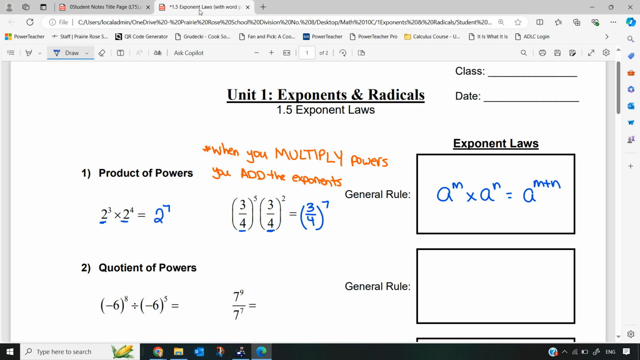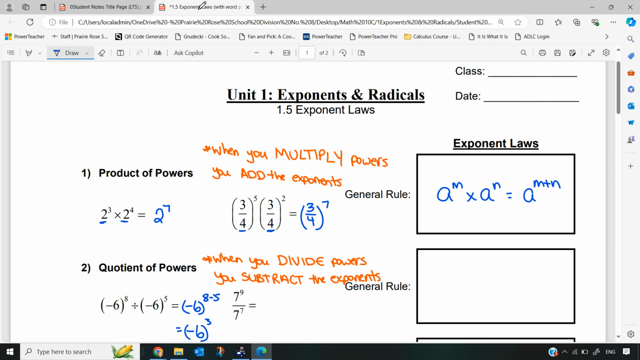Now the next rule is quotient of powers. If you look above, it says when you multiply powers, you add the exponents. When we are dividing powers, we're going to subtract the exponents. Now again, that means that we're dividing powers with the same base. So if I have (-6) to the 8 divided by (-6) to the 5th, that means (-6) to the 8 minus 5, which is (-6) to the 3.